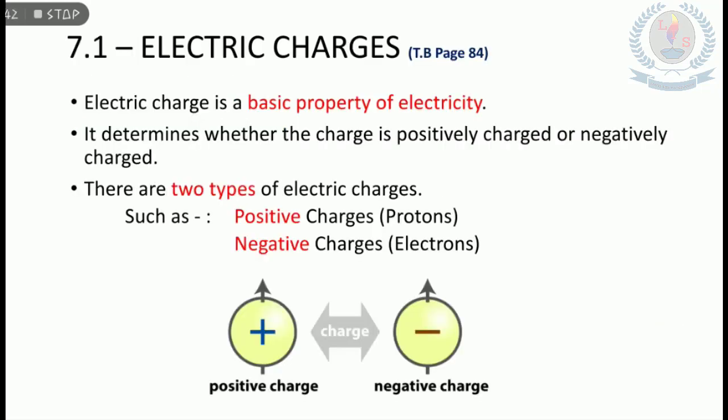Electric charges, our first topic. Electric charge is a basic property of electricity which determines the charge. The term charge can be categorized into two types such as positive charges and negative charges. The positive charges are also known as protons and negative charges are called electrons.